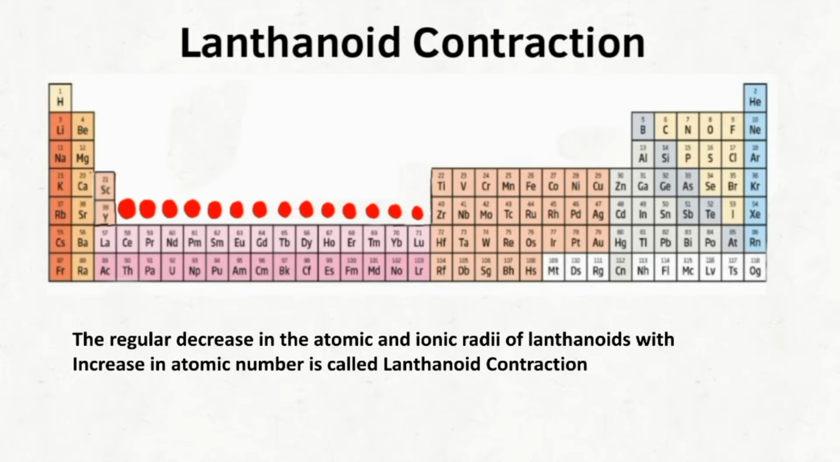When the atomic number increases, you can see a gradual decrease in the atomic and ionic radii of these lanthanoids. And that is known as lanthanoid contraction. So simple, right? But we need to know, what is the reason for this lanthanide contraction?